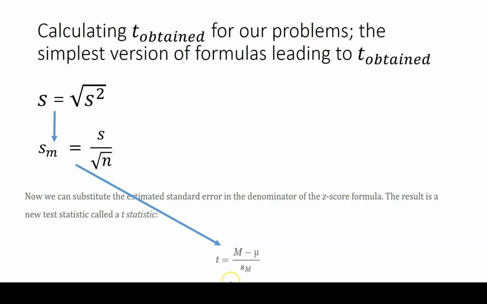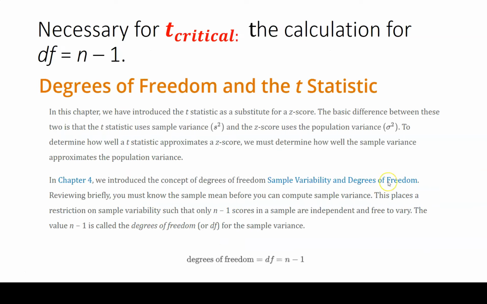And here's t. T is almost precisely the same as z, except we're substituting the estimated standard error into something that we'll call the t distribution. So now we can substitute that estimated standard error, and the result is this t statistic. Piece of cake. Really the same process. And again, I'm cutting a third of this out because I'll always just be giving you this. There won't even be the square root to take.